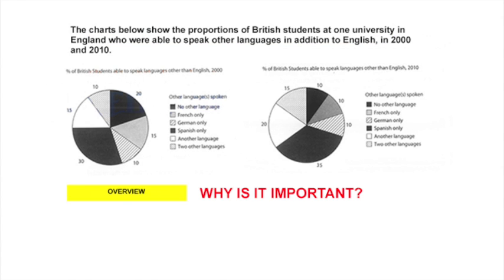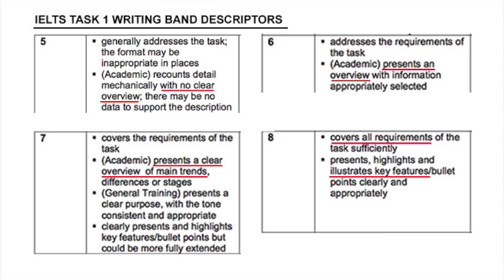The next part is the overview. It is extremely important because even if you write an excellent summary of what you see, you may potentially be marked down a band for not including it. If we look at the IELTS Task 1 writing band descriptors, Band 5, 6 and 7 under Task Achievement state that there needs to be an overview.